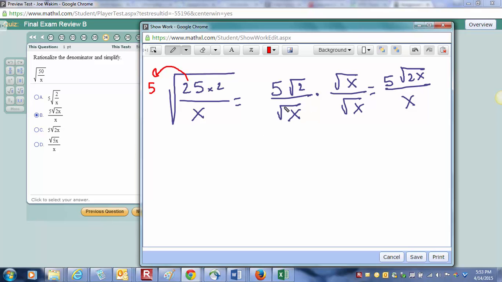To rationalize, we multiply by the square root of x up and down. Now multiply straight across. Square root of x times square root of x is square root of x squared, which will simplify to x. Here, 5 square root of 2 times square root of x is square root of 2x. And that would be the final answer. 5 square root of 2x over x would be the final answer.